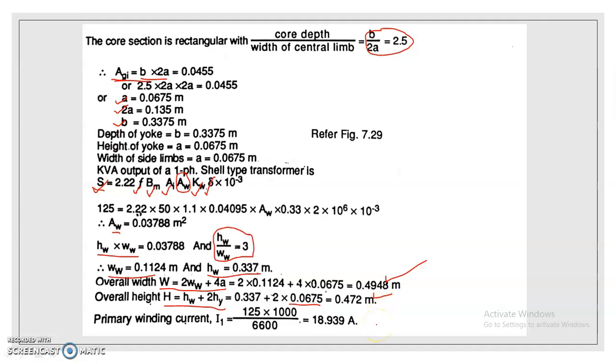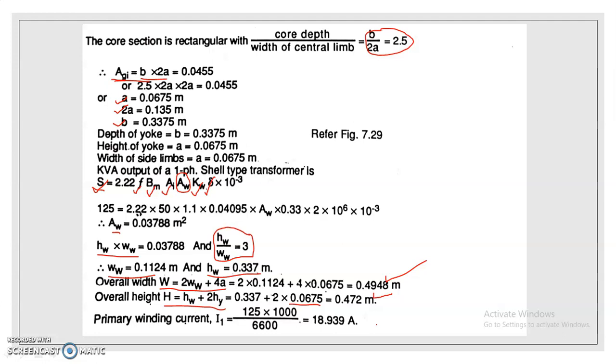Now we also have to calculate the size of the conductor. Size of the conductor is a part of the design of the winding. So let's calculate the size of the winding. Size of the winding is nothing but the area of cross section of the conductor. Size of the conductor is nothing but the area of cross section of the conductor.